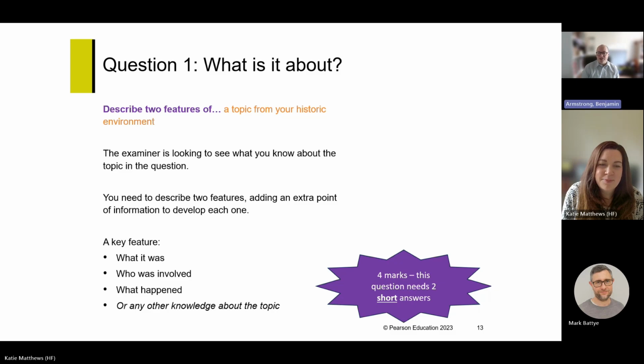But what do we mean when we say a feature? Well, it really is anything you know that's relevant to that topic. So it could be what the topic was. It could be who was involved, what happened, or anything else you know that's relevant. But just one important reminder. This question is only 4 marks, and it only asks for 2 features, which means we want 2 short answers. It isn't a good idea to write longer answers, and it also isn't a good idea to try and give more than 2 features. That could use valuable time, which you might need later on in the exam paper.